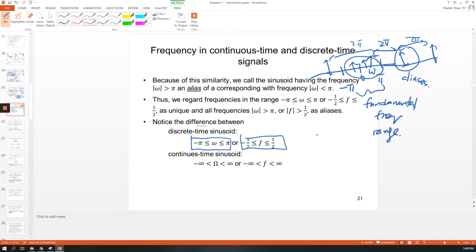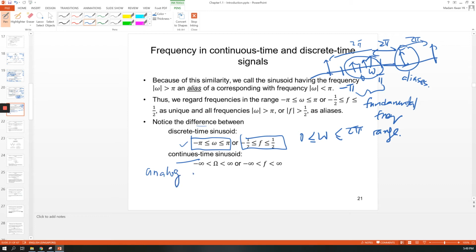Can I use omega from 0 to 2 pi? The answer is yes. You can still get the answer. It's just that the calculations, the steps, might be a bit different, but the answer would be the same. This is just for convenience in our calculations, because the signals that we deal with are normally symmetric around 0.